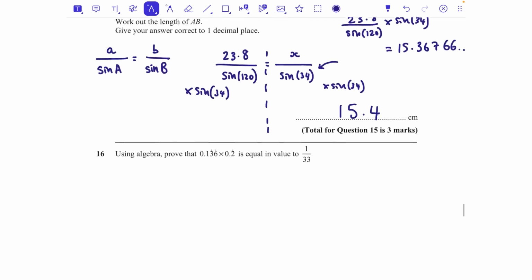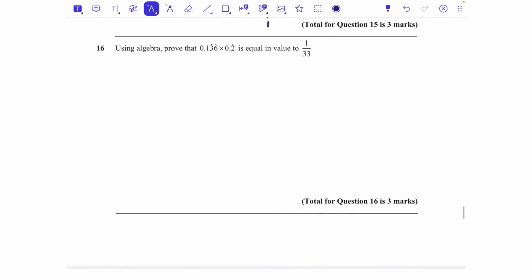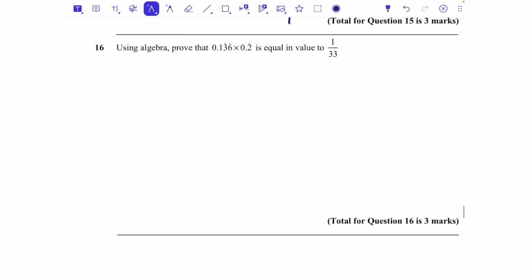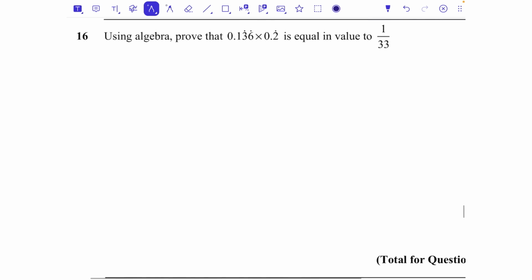Question number 16. Using algebra, prove that 0.136 recurring times 0.2 recurring is equal in value to 1 over 33. So for this, I'm going to say let x equal 0.1363636. That's what that number means. And if x is that, I'm going to go to 100x. Now, some of you might choose to go 10x and 1000x. This is just the way that I choose to do it.